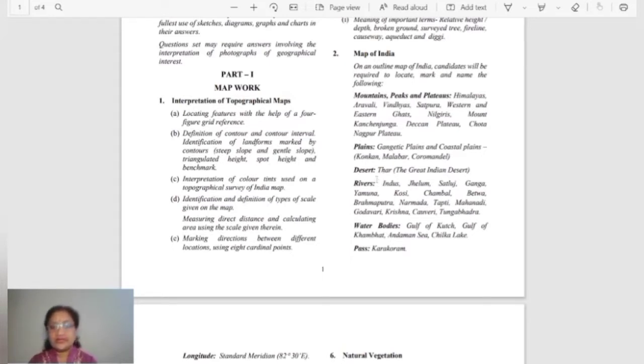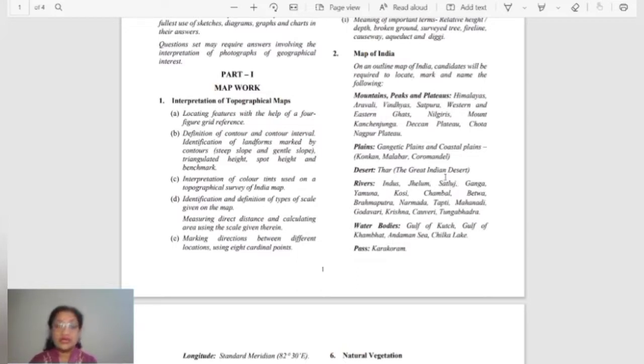Next come to the rivers. Out of all the rivers of India, Indus you have to mark, and two tributaries of Indus you have to mark now. Not all five, only the two tributaries. One is Jhelum and the other is Satluj. So out of all those five tributaries of Indus, only the two you have to mark now, that is Jhelum and Satluj.